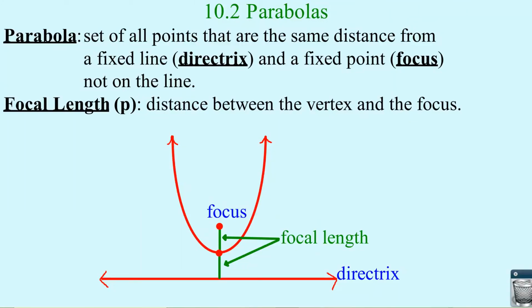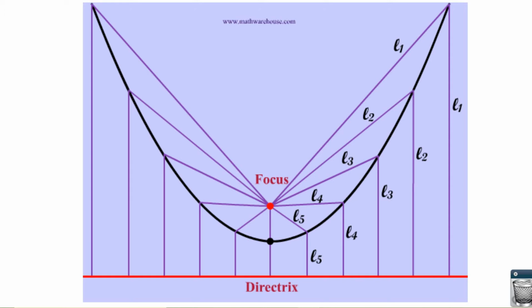Hello. Today we're going to talk about 10.2, the focus and directrix of a parabola. First, you want to know what a parabola is. You can define it like you do a circle. A circle is the set of all points equidistant from a certain point, the center. Well, a parabola is the set of all points that are the same distance from a fixed line and a fixed point. An easier or better diagram than that one is this one.